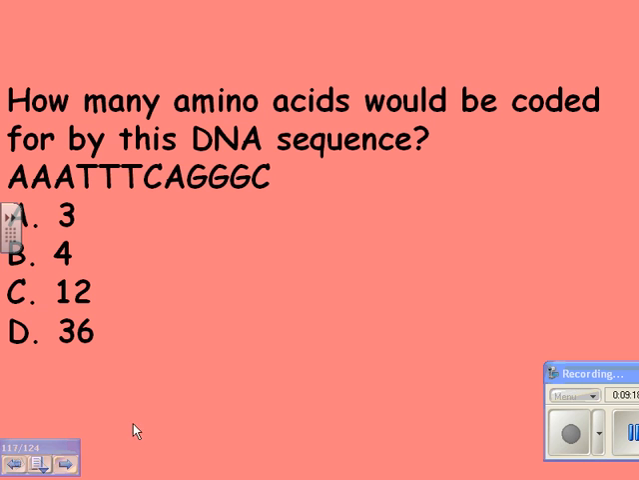How many amino acids would be coded for by this DNA sequence? We're going to assume there's no stop codons. So that would be 1 amino acid, 2, 3, 4 amino acids. That's a very important question. If you don't understand that one, you gotta come see me. And that's the end of my story.